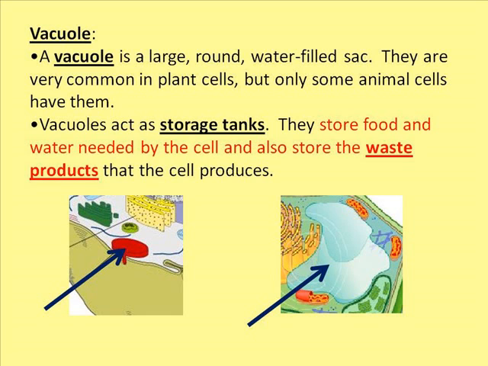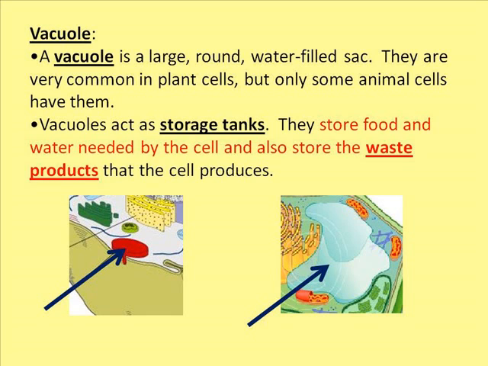Now the vacuole is a large round sac, and it can be used to store food, it can be used to store water, or it can be used to store waste products until the cell can get rid of them. If you notice in the pictures, they look very different between the animal cell on the left and the plant cell on the right. The animal cell vacuoles are very, very small, but you'll notice that the water vacuole that a plant cell has is very large. It actually takes up most of the plant cell.